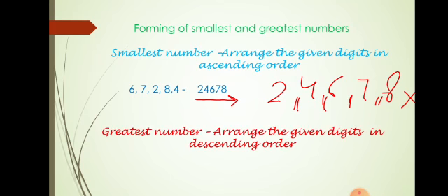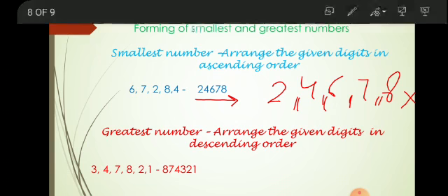Greatest number. Now to make the greatest number, arrange the given digits in descending order. So let's take 3, 4, 7, 8, 2, 1. I am having these 6 digits and I have to make the greatest number. So what I will do, I will arrange in descending order. Descending means big to small. So 8, 7, 4, 3, 2, 1. I have arranged in this way, and this is my greatest number, 8,74,321. In this way we will write this number.